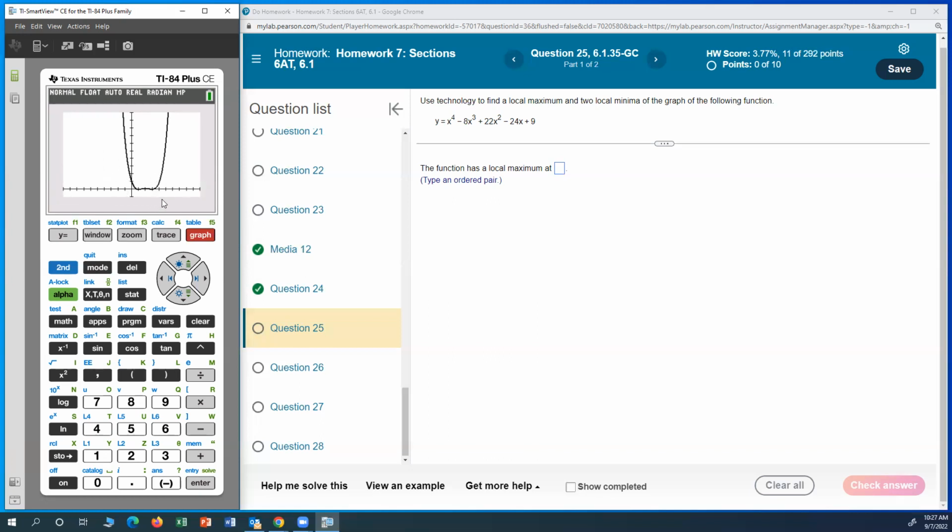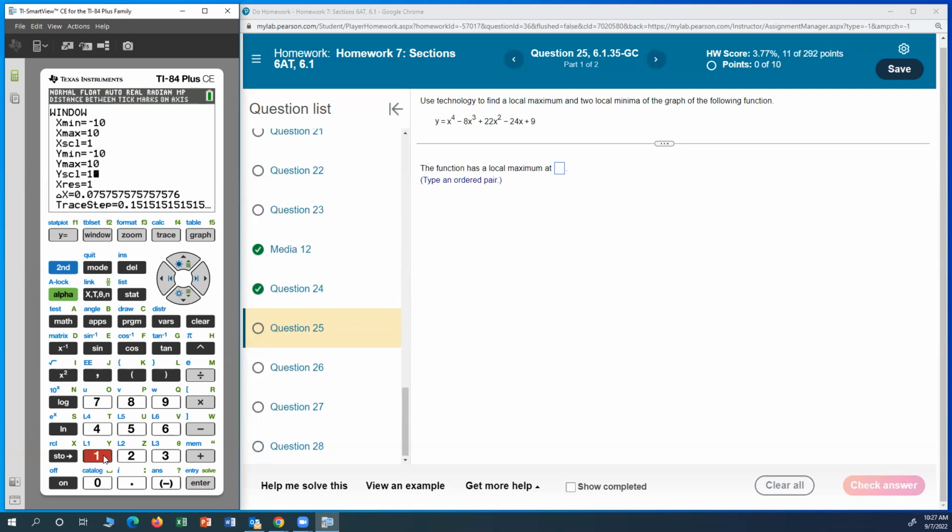But what I want to do is I want to be closer in on the part of the graph where I see the minimums and the maximum, or the minima and the maximum. So I'm going to actually come back to my scale and make my y maximum 10, I think. So I'm going to go y minimum negative 10, y maximum positive 10, y scale is 1. Okay, there we go. That's good.